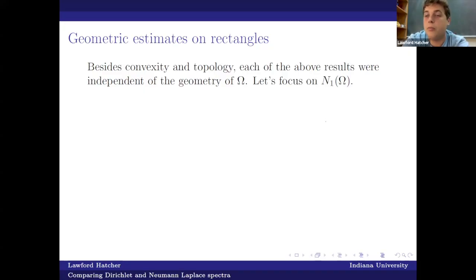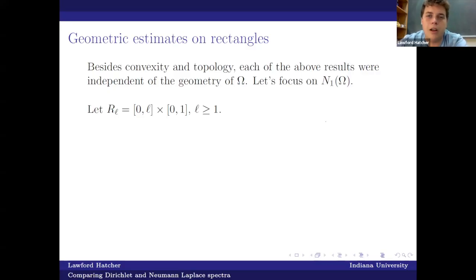And I'm going to focus for most of the talk today, just because most of my results are about it, on N1 of omega. It's harder to say things for higher k's, but I'll maybe discuss that a little bit later. So I want to look at the example of rectangles just to build some intuition. Let's look at the family of rectangles that are just the interval 0 to L cross 0 to 1, with L at least 1.